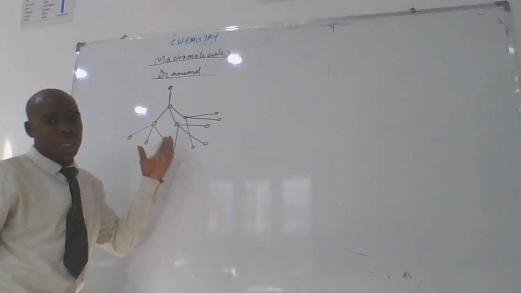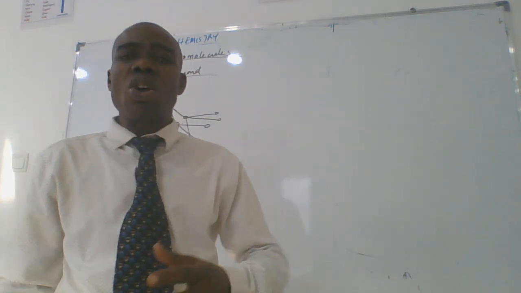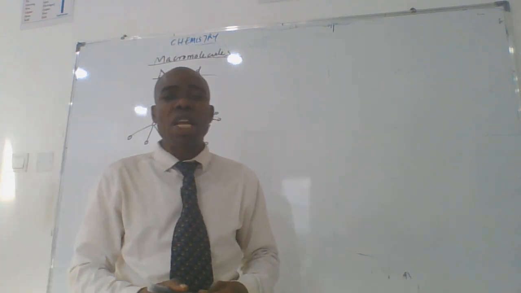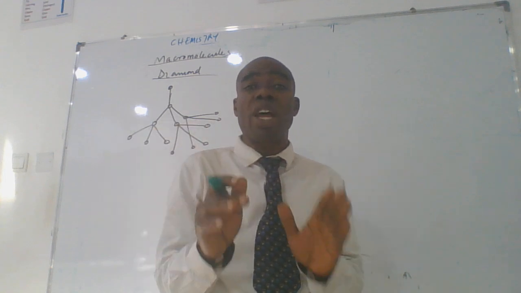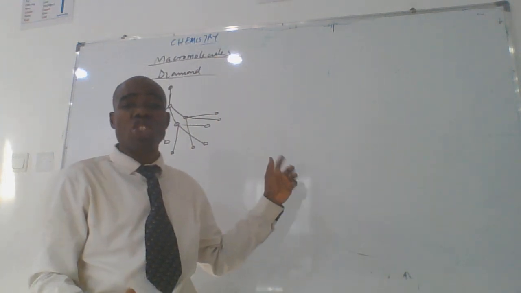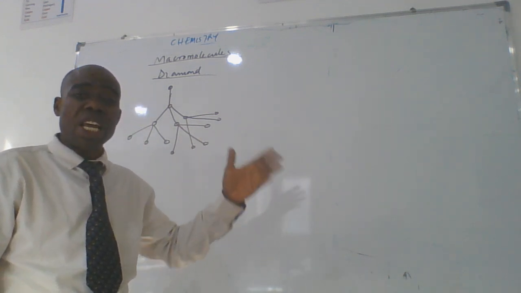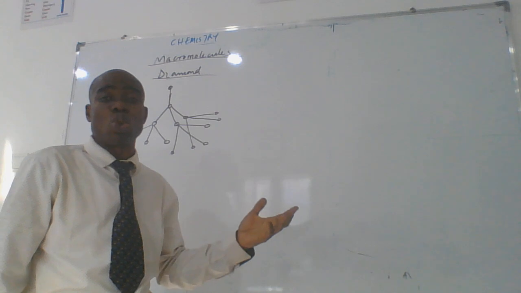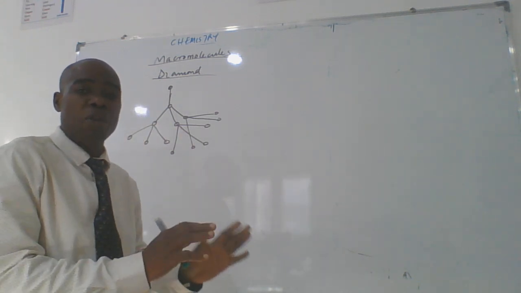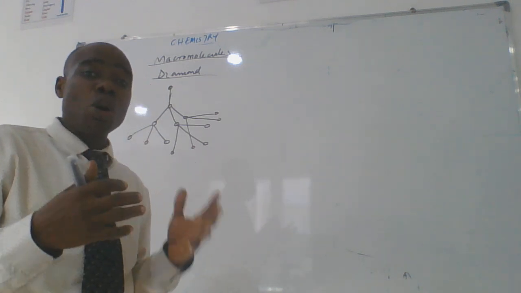As you can see, in diamond, each carbon atom is connected with 4. That means all the 4 valence electrons of carbon in diamond are connected together by covalent bonds. And this makes diamond very, very strong. Why? Because there's no vacant electron, no electron that is not used. All the 4 valence electrons of carbon have been used to form covalent bonds, forming a very strong giant structure.